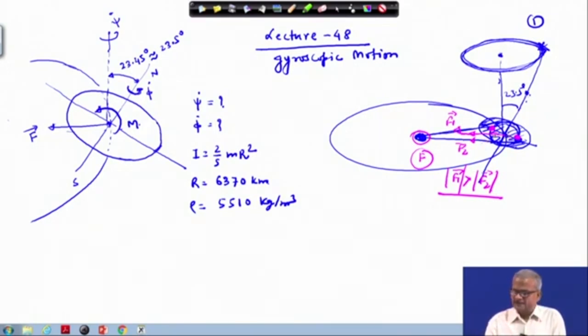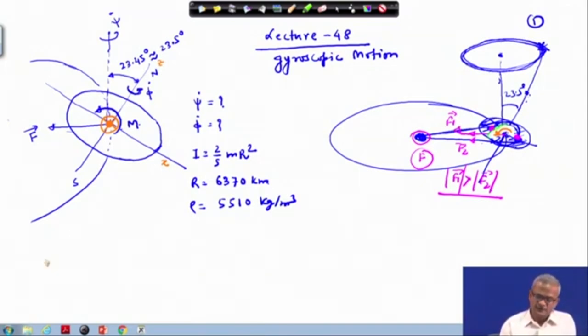Now, because of this gravity gradient, here the gravitational force is different, and at this point it is different. So, a net torque is acting, the torque which we can show like this. It is acting here in this direction, like this, not visible. Now, we can assume that at this point the y axis is passing through, going into the page. So, this is your x axis, and this is the z axis of the earth.